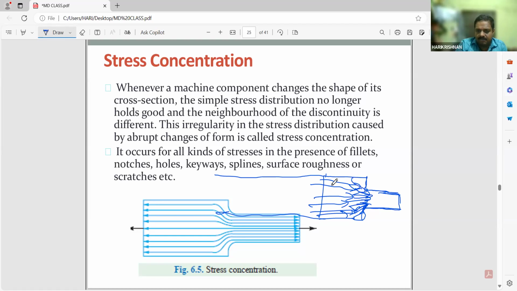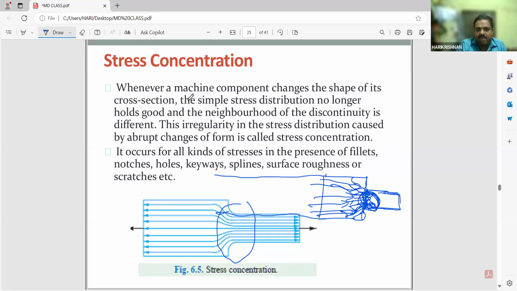So all the water will try to enter this space, and here the concentration will be higher. That is the same concept as stress concentration. The stress is moving like this. At this place, when there is a change in area, there will be a discontinuity. That is what happens in the stress zone.